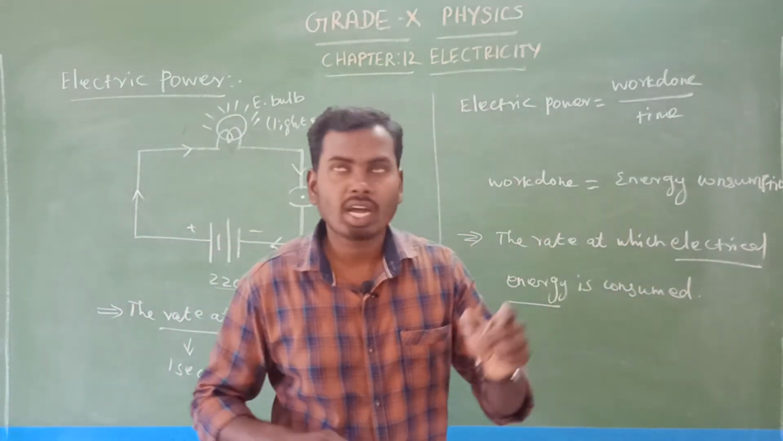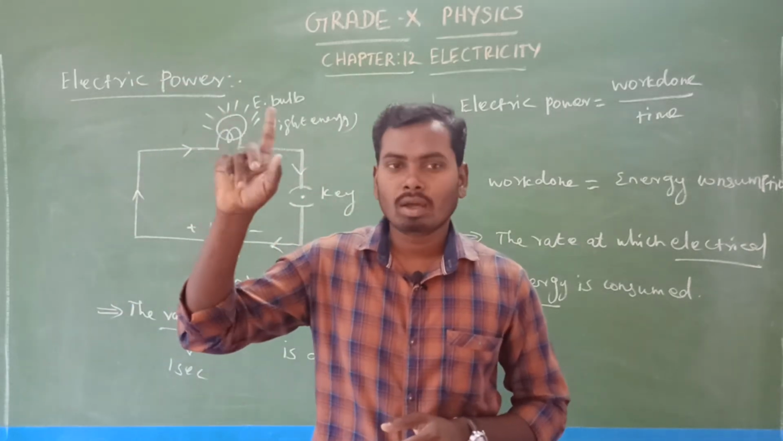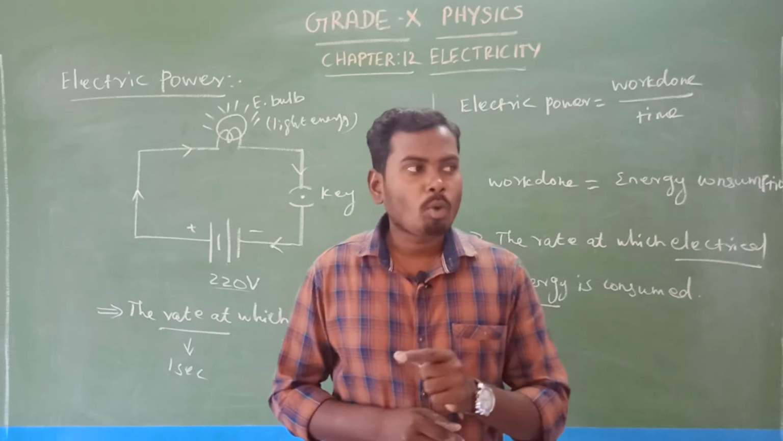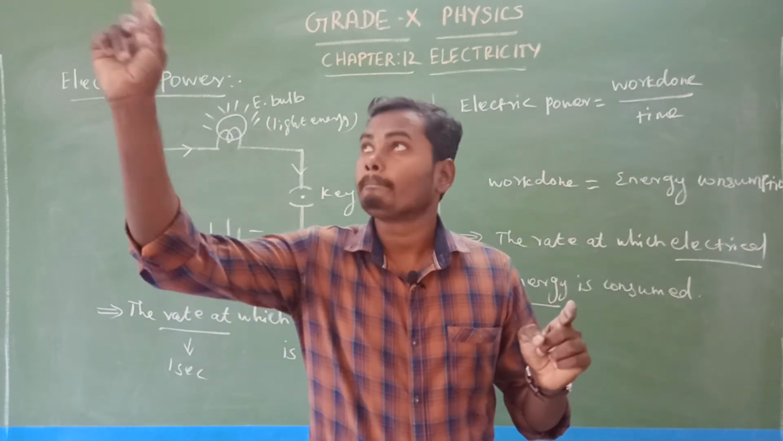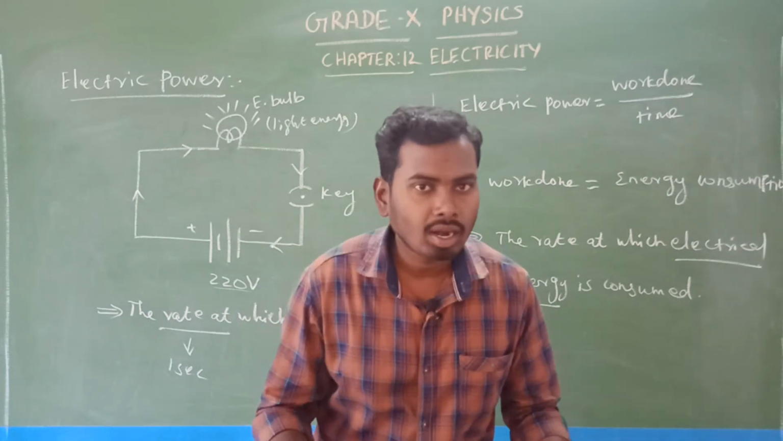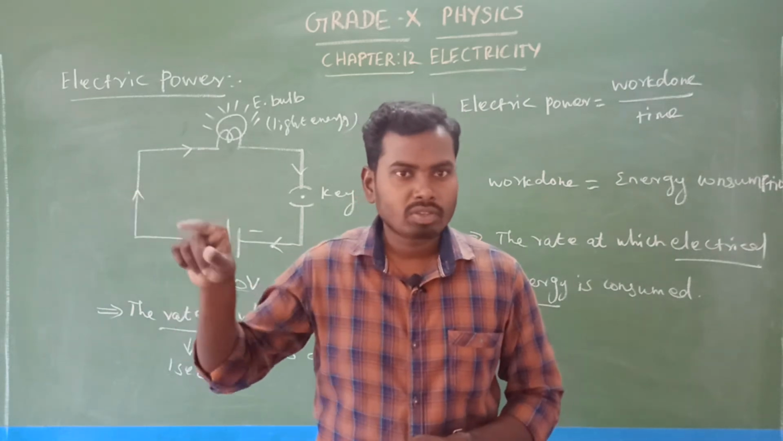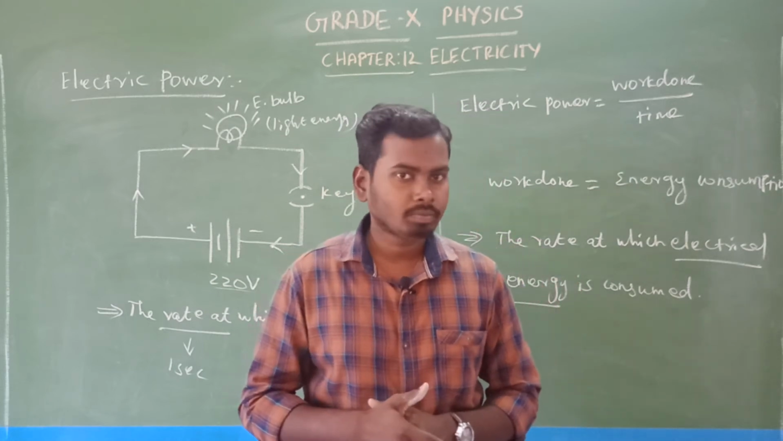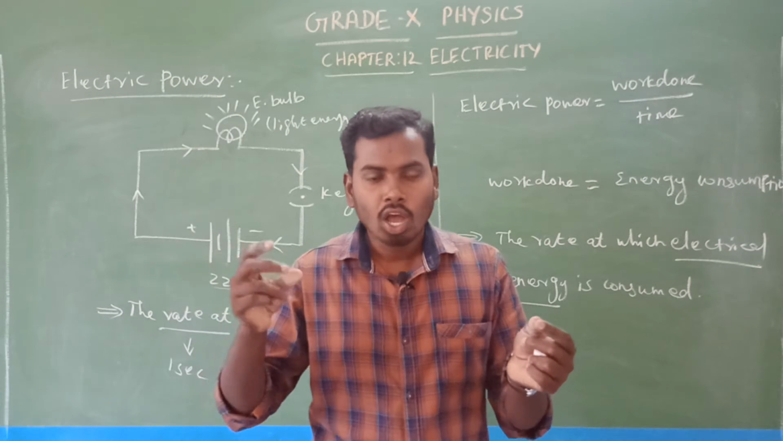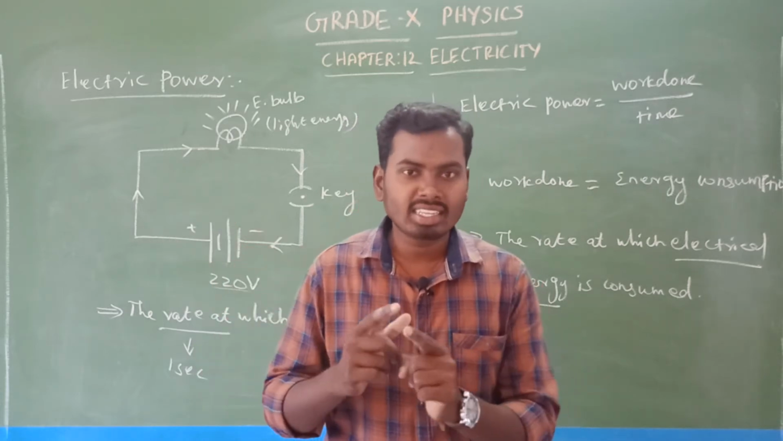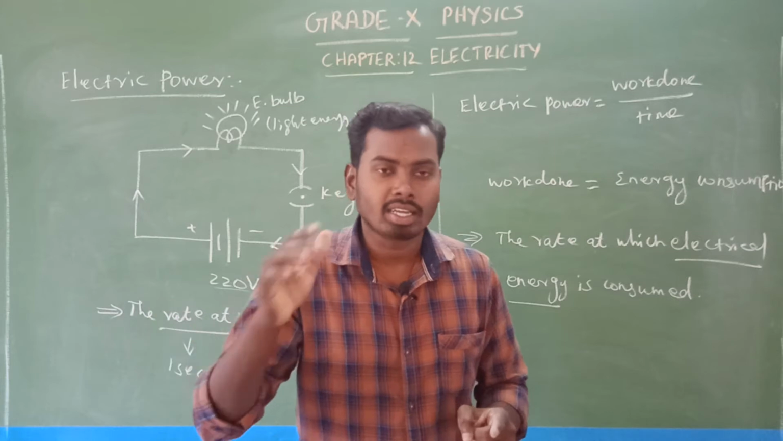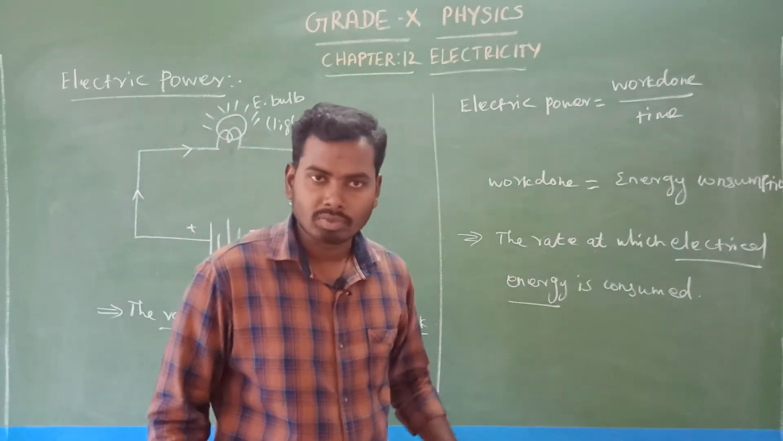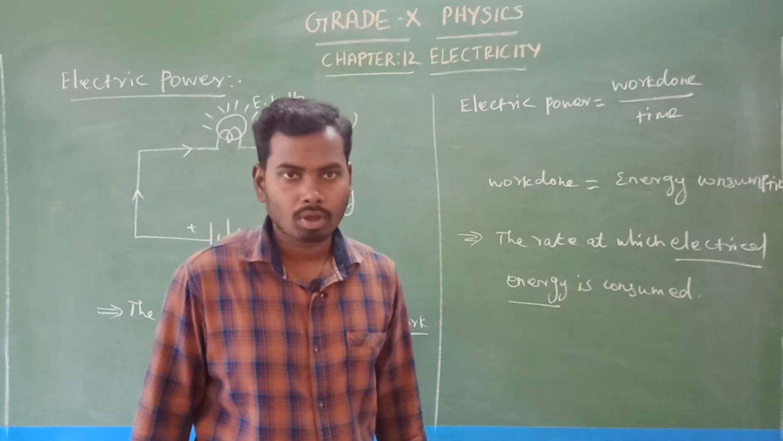For example, when you switch on the electric fan, what will happen? The electric fan automatically starts rotating. Per second, how much amount of electric energy is converted into mechanical energy? That is called power. When we switch on the water heater and iron box, what will happen? Here the electrical energy gets converted into heat energy. So per second, how much amount of electrical energy is converted into heat energy? That is also called power in terms of energy. That's all, students. Very easy one.